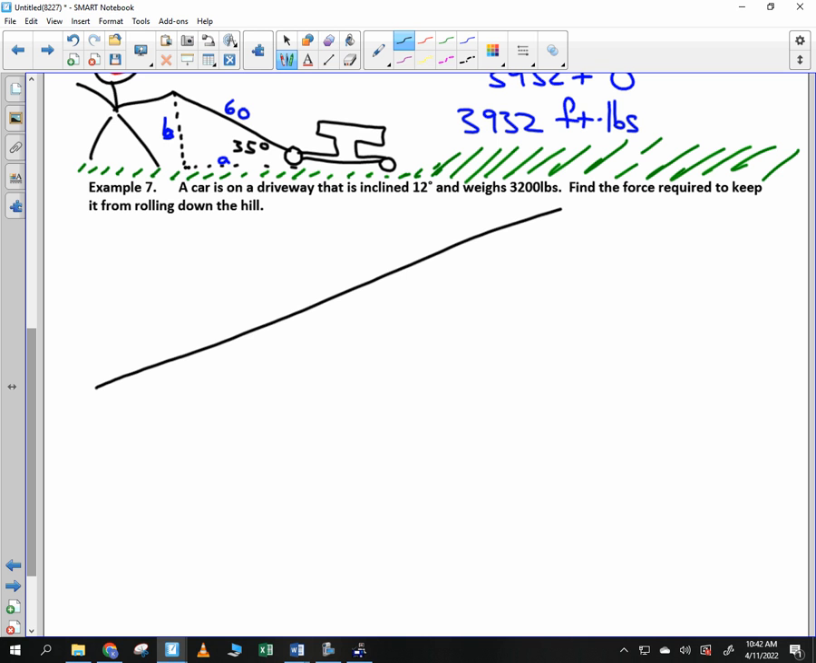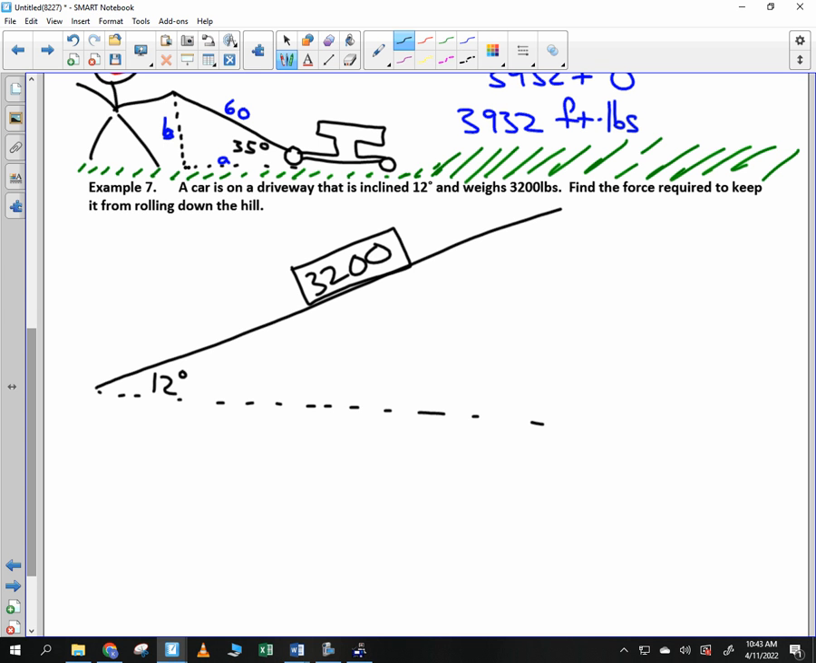Okay, so I got a car on a driveway, and the car weighs 3,200 pounds. And yep, that's my car. And it's on a 12-degree incline. And the question is what force is required to keep the car from rolling down the hill?